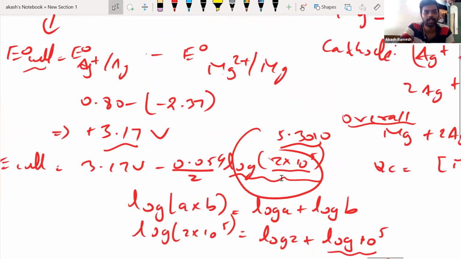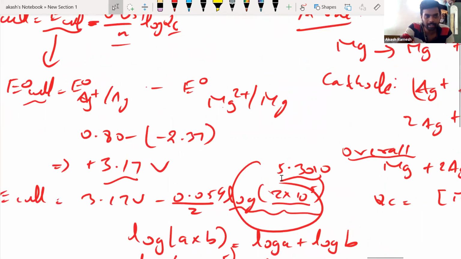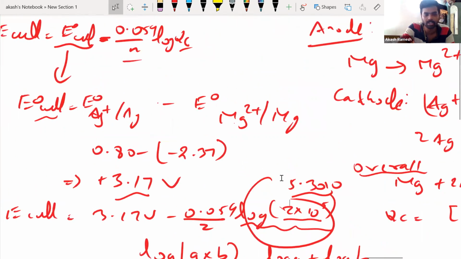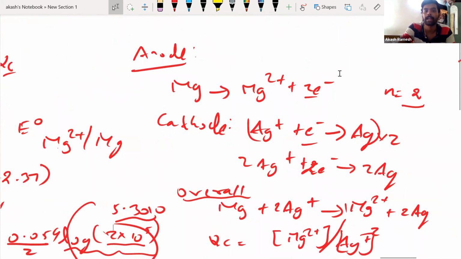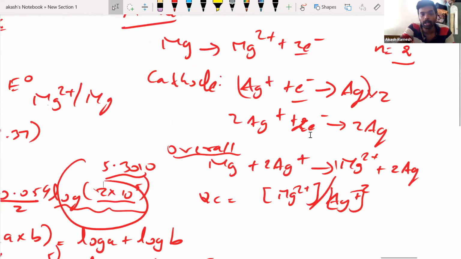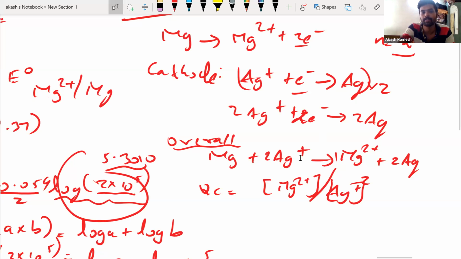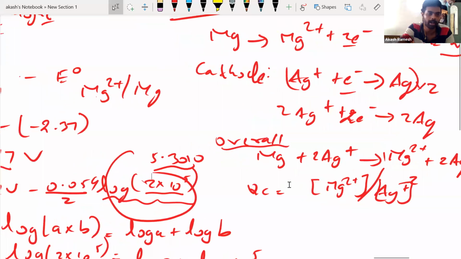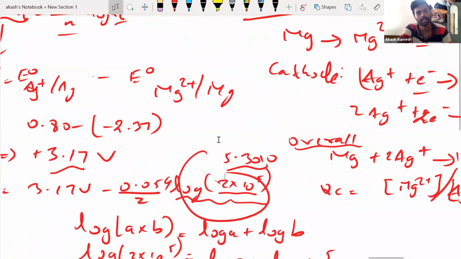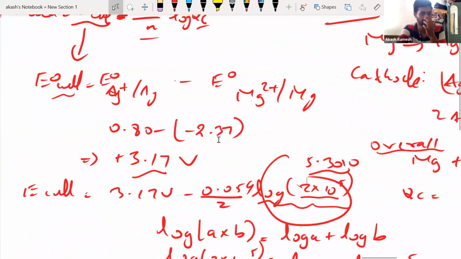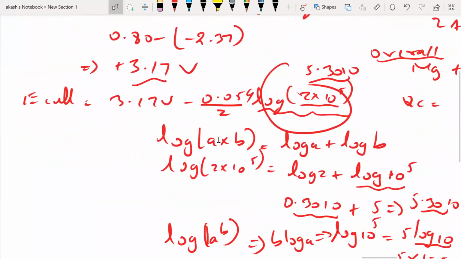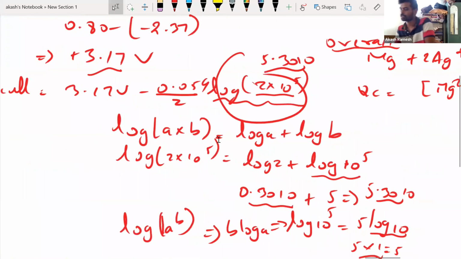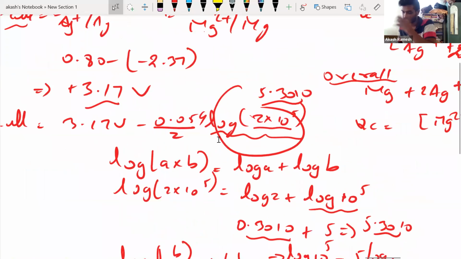Okay, guys, so first we calculated E naught cell from the given values, E naught of Mg and E naught of Ag. And then we wrote the anode equation and cathode equation. Then we calculated what is the N value. And from the overall equation, we found out what is the QC value. And all I did was substitute here and find the answer. And the last thing we did was log calculation. That's it. So what is the overall answer, sir? Let me give you the answer.